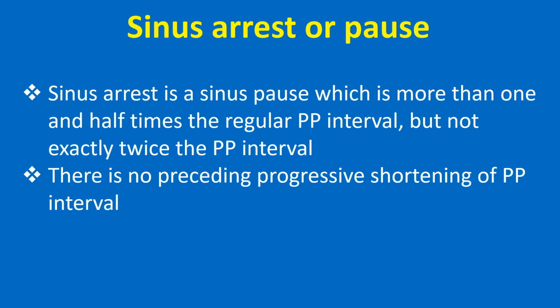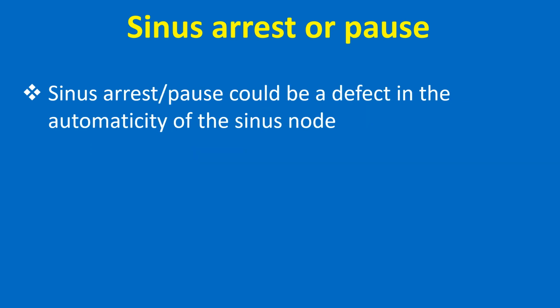Sinus arrest is a sinus pause which is more than 1.5 times the regular PP interval but not exactly twice the PP interval. There is no preceding progressive shortening of PP interval. Sinus arrest or pause could be a defect in the automaticity of the sinus node.